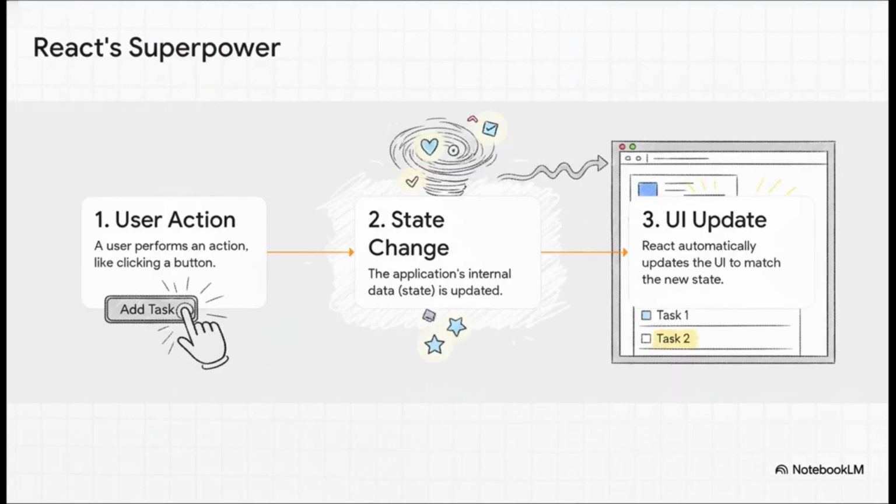And this is where React's real superpower comes in. It's like a simple three-step dance. 1, you, the user, do something. You click Add Task. 2, behind the scenes, that click updates the app's memory, its state. And 3, this is the magic part. React sees that the state has changed, and it automatically redraws the screen to show that new task. You, the developer, don't have to do anything to update the visuals. React just handles it. It's amazing.